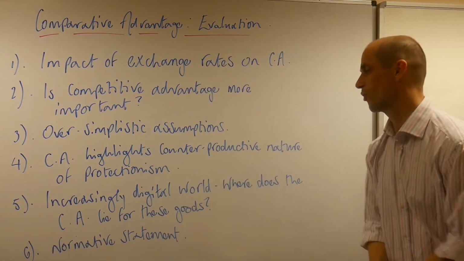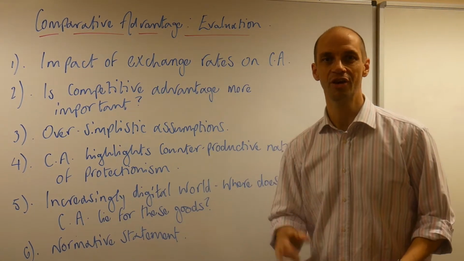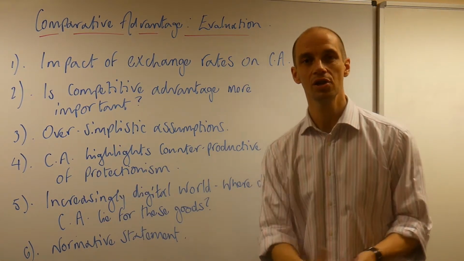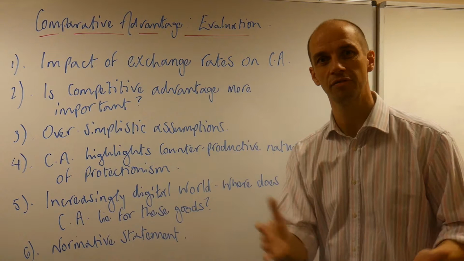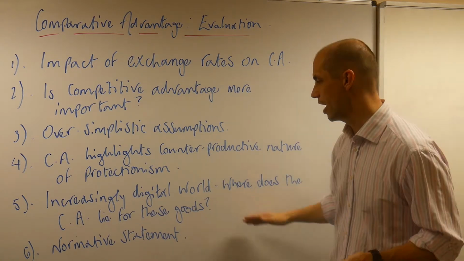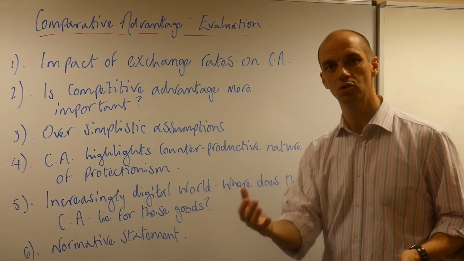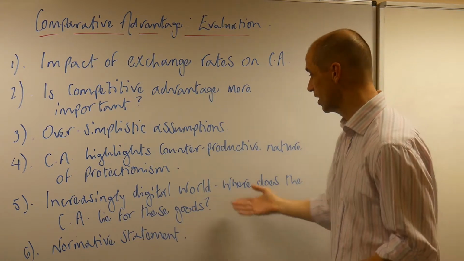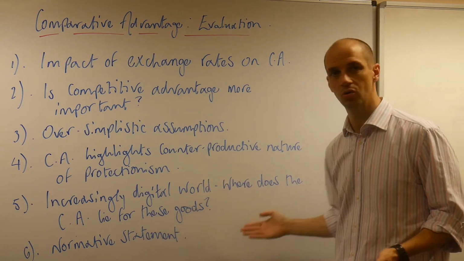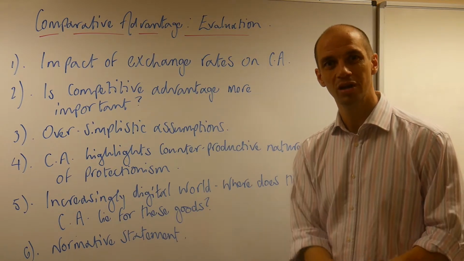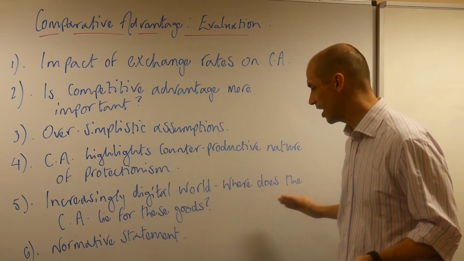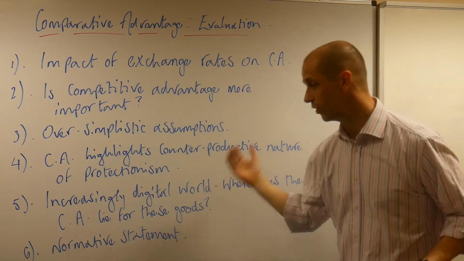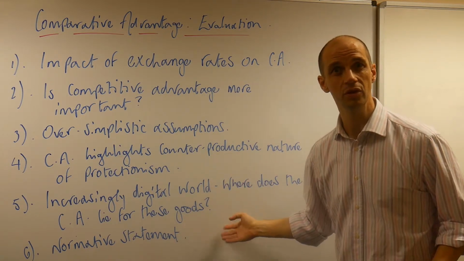Number five, this is a really juicy one. Increasingly digital world. Look at streaming services like Netflix, Amazon Prime Video. Look at the actual digital resources that are bought and consumed around the world. So this increasingly digital world isn't based really on labour intensity. So who actually possesses the comparative advantage for these types of goods?